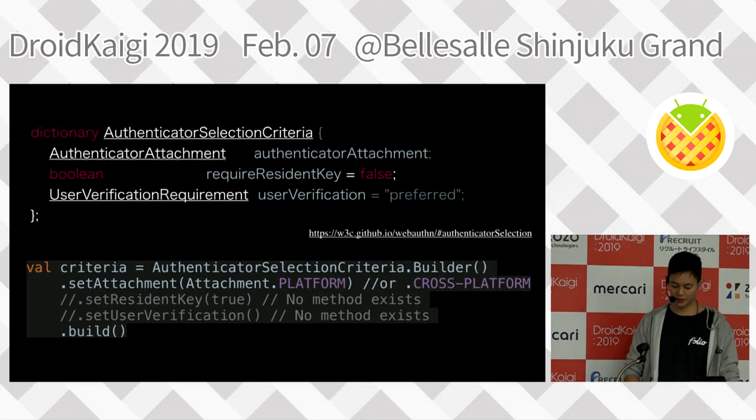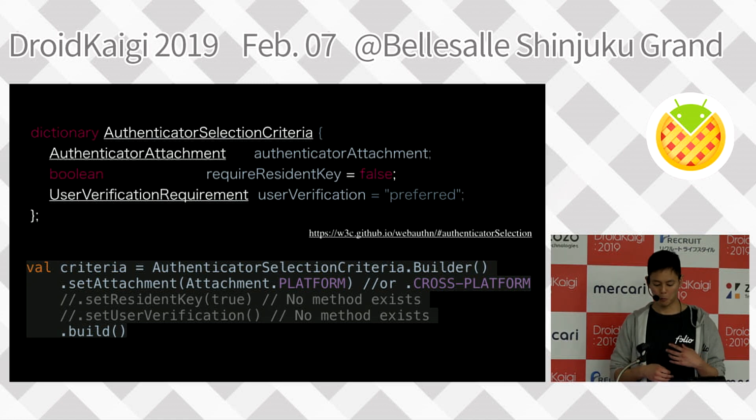So authenticator selection basically tells what attributes the authenticator needs to have when you generate the credential. There are 3 fields, but 2 of them are not available in the FIDO packages, so I will only talk about one of them, which is authenticator attachment.